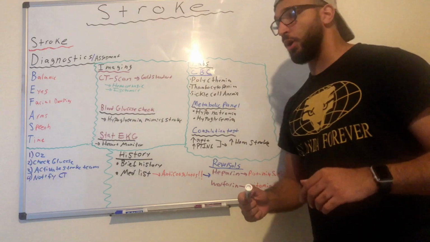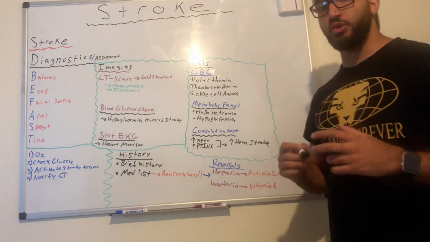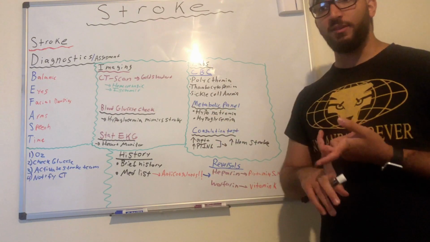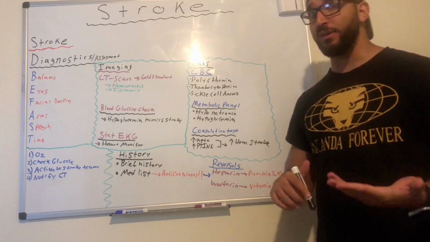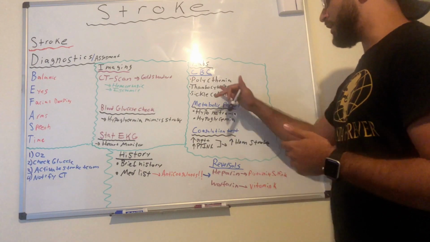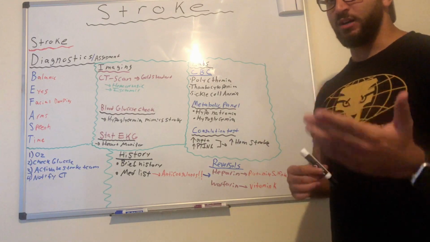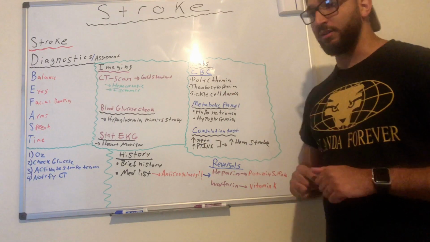Some labs to draw: we want to draw a CBC. We want to detect if a patient has polycythemia, increased red blood cells, white blood cells, thrombocytopenia, meaning a lack of platelets, and sickle cell anemia.